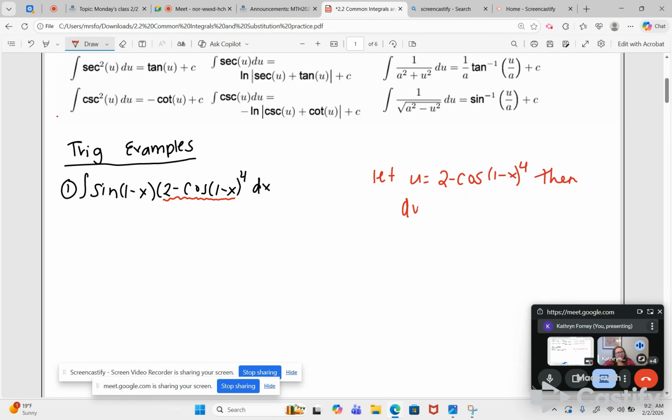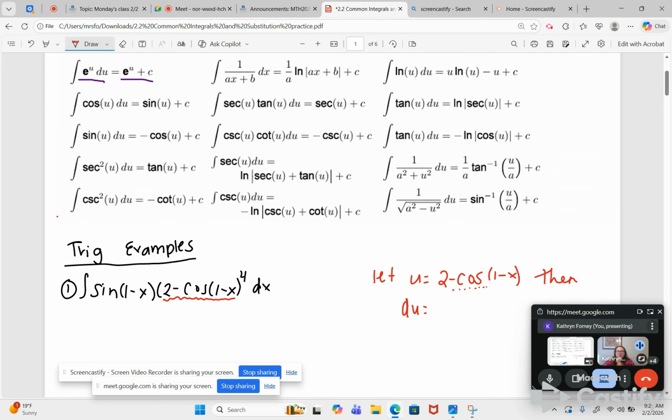then the derivative of u is going to come from the 2 goes away. So the negative cosine 1 minus x. No, we don't want the fourth either. My goodness, Catherine, focus. Anyway, so the derivative of negative cosine. So if you look up here, the derivative of cosine is what?